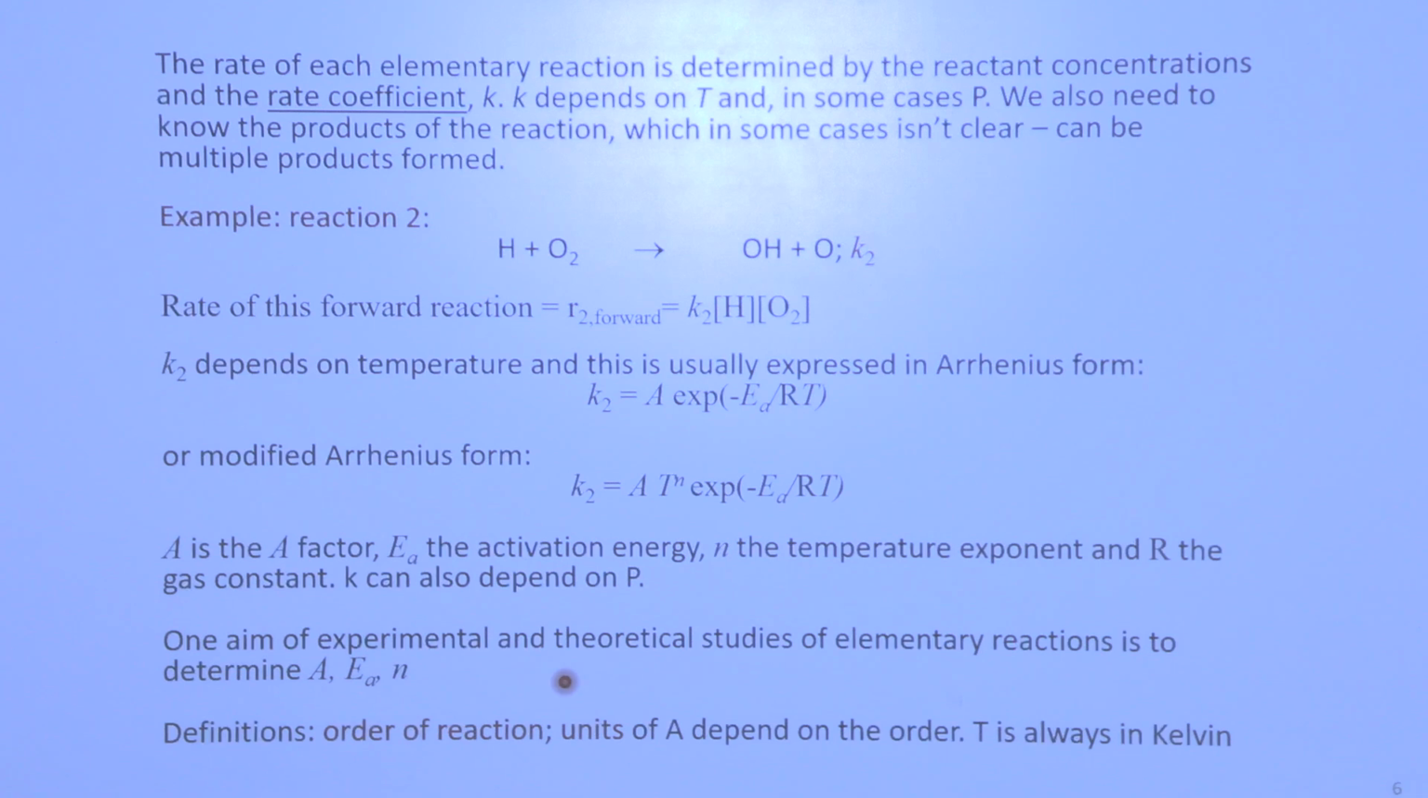And we have things called the order of reactions. This is a second order reaction because it's a product of two concentrations. And the units of the A factor depend on it. So for a first order reaction, A has units of just per second. For a second order reaction like this, the units of K are volume per mole per second. And in combustion, temperature is always in Kelvin.